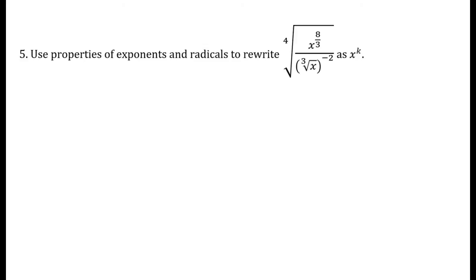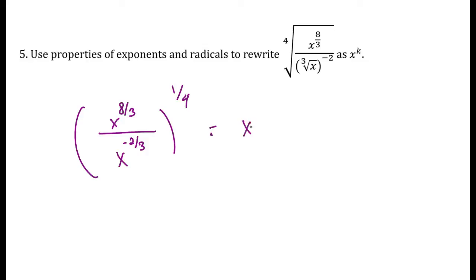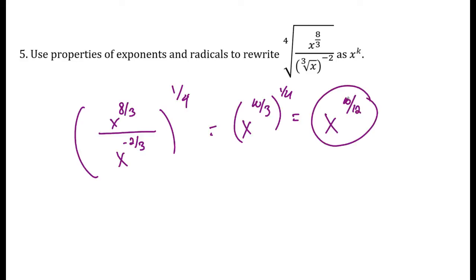Use properties of exponents and radicals to rewrite this as x to the a. I see a big fourth root, so I have a fourth root. A fourth root becomes a 1/4. I actually like the x to the 8/3 in the numerator. That denominator, power over root, can become x to the negative 2/3. Okay, I'm dividing. When I divide, I subtract the exponents. 8/3 minus negative 2/3 is going to be x to the 10/3 raised to the 1/4 power. A power to a power means multiply, so it's x to the 10 times 1 is 10 over 12. This is x to the 10/12.